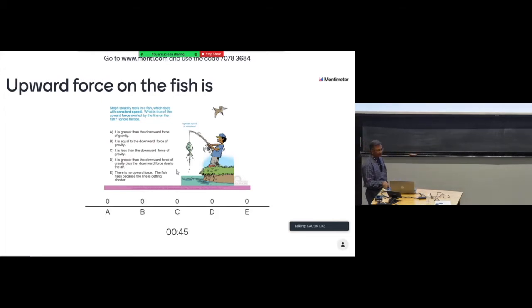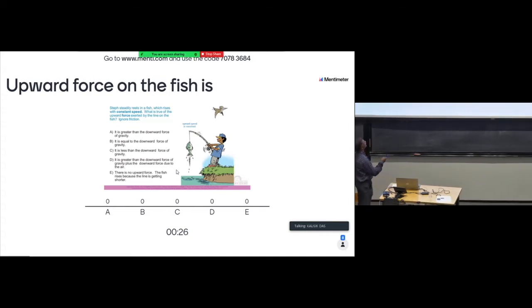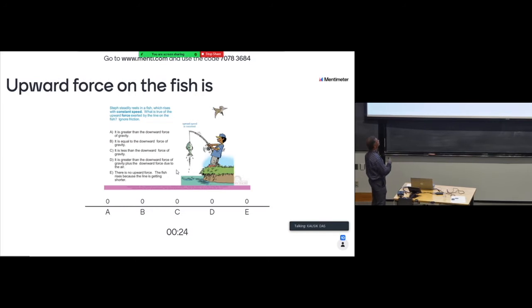Everyone, how many of you know Newton's second law? This question is about a Newton's second law question that I use in my undergraduate physics class. Steph is reeling a fish steadily upward at a constant speed. What is the upward force in comparison to the downward force? Is it greater than, equal to, or less than the downward force? Or is it greater than the downward force, but there is no upward force?